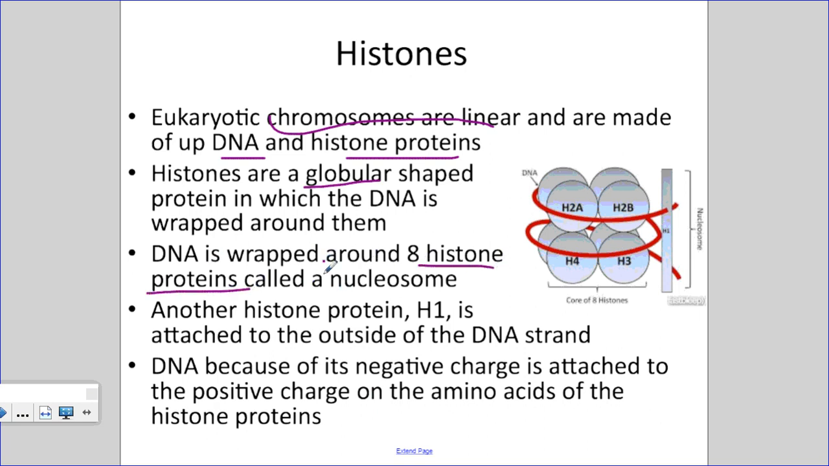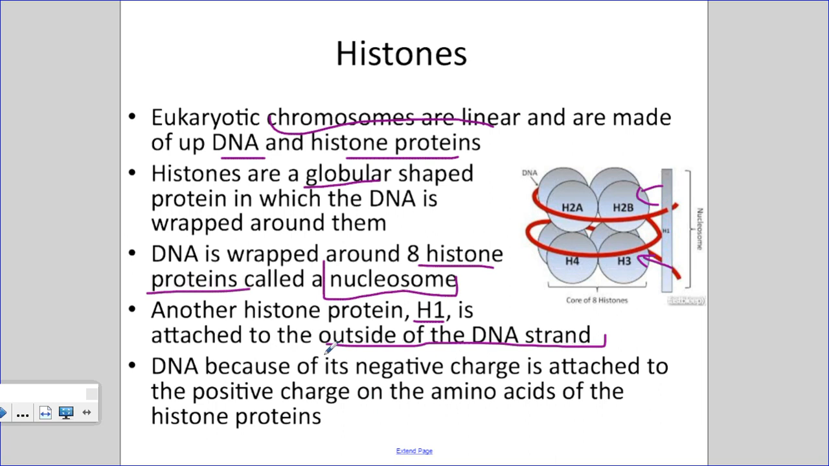That's referred to as a nucleosome. So you have basically 4 histone proteins, 2 of them in a nucleosome, and then the DNA wraps around that core of 8 histone proteins. There is another histone protein called H1 that is attached to the outside of the DNA strand. Outside, kind of clamping that DNA onto those histone proteins, is that H1 histone protein that is not circular.